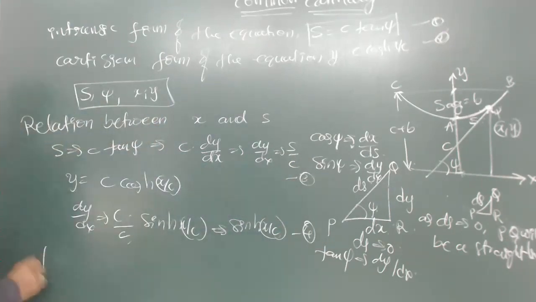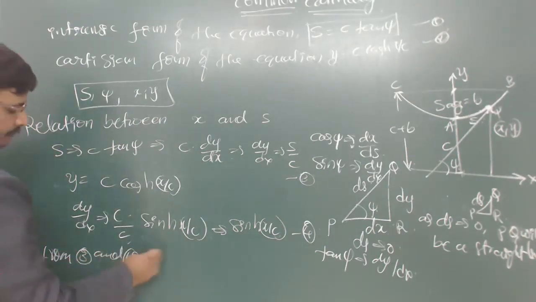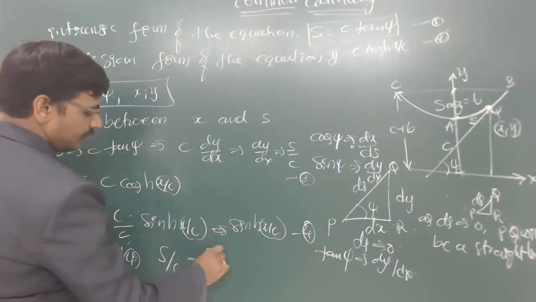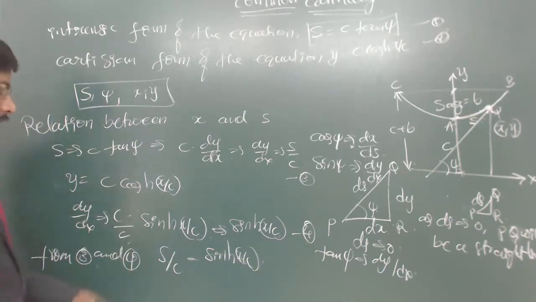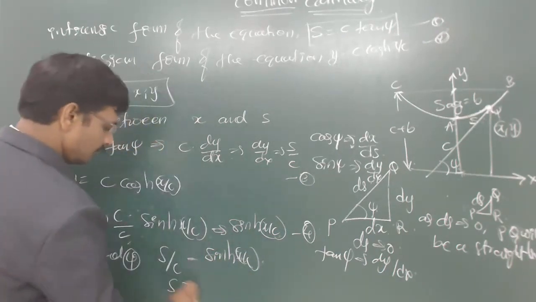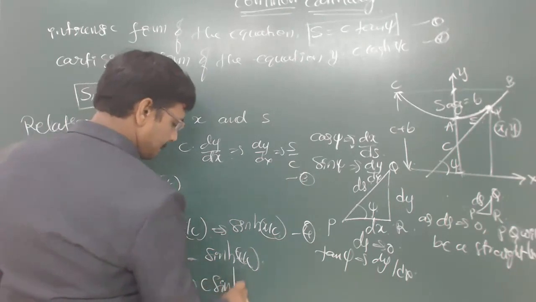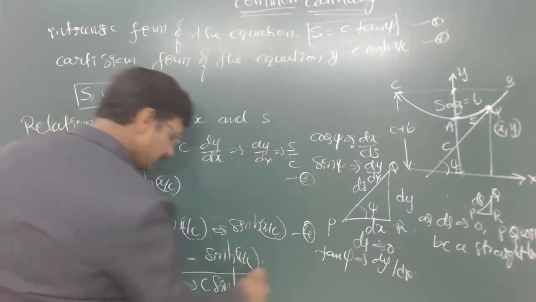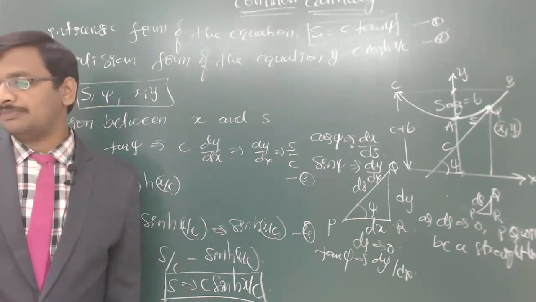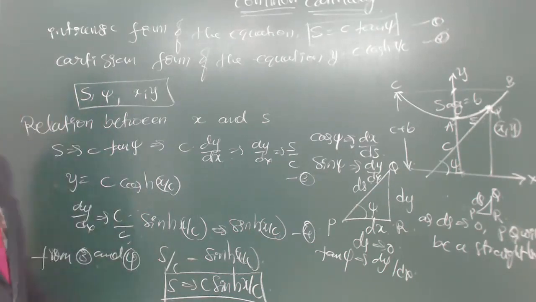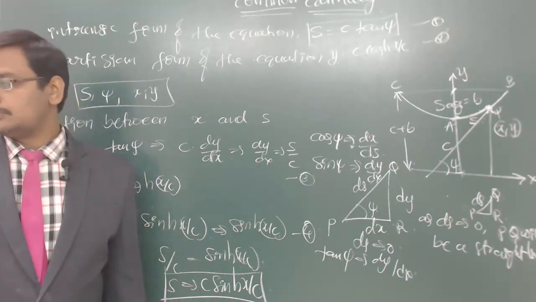So from 3 and 4, s by c is equal to sinh(x/c), or s is equal to c sinh(x/c). So this is the relation between s and x. Got it? I hope you understood. This is straightforward and simple. Any questions you can let me know. Any questions?